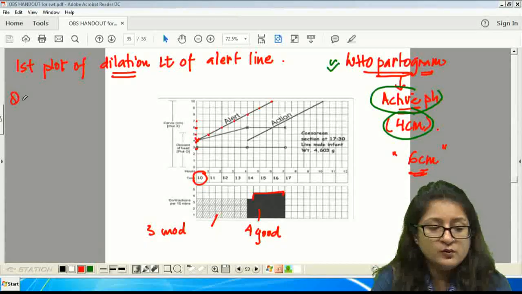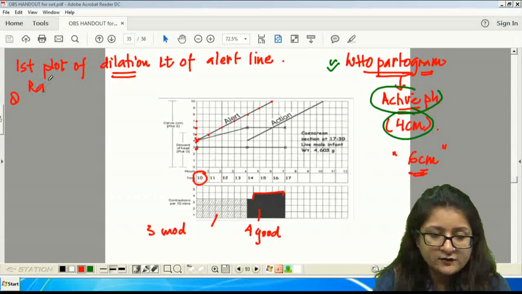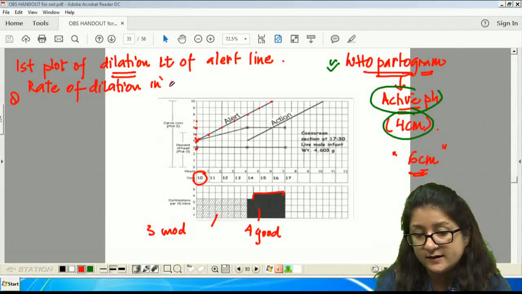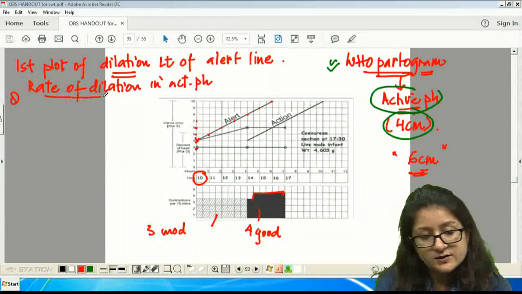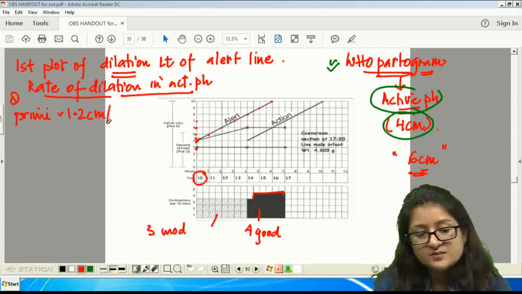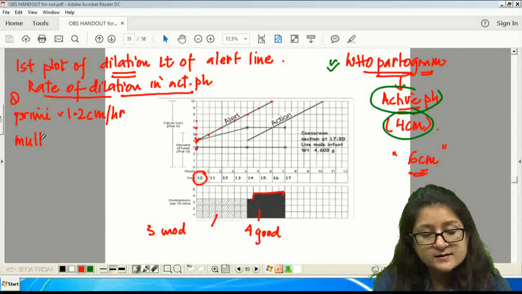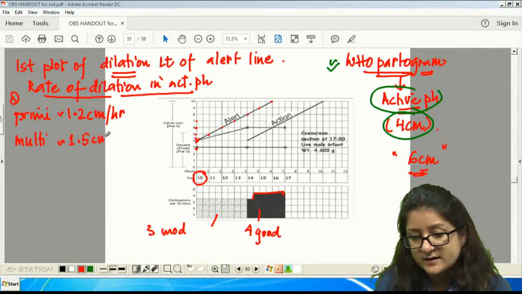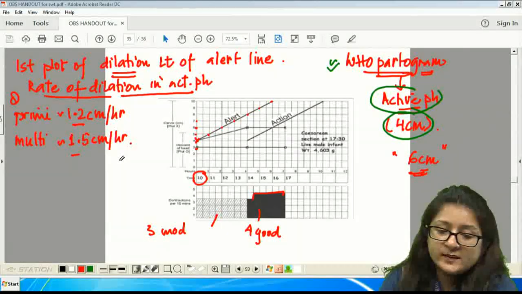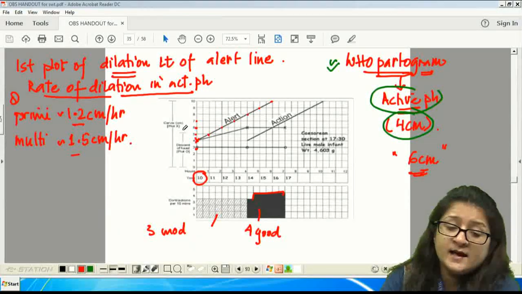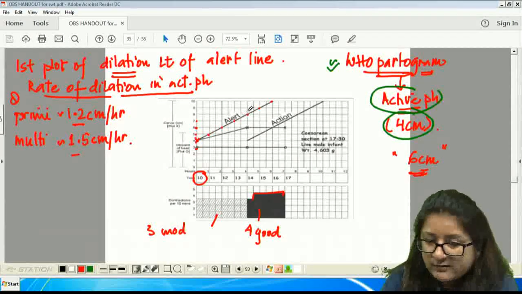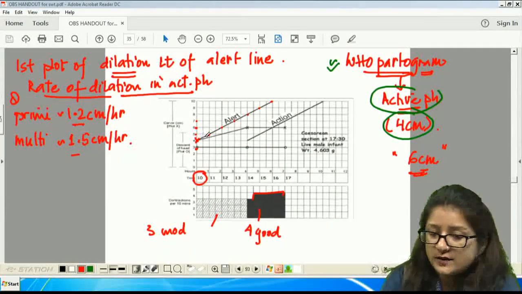But if they ask you what is the rate of dilatation, sometimes they've asked this question, what is the rate of dilatation in active phase? So in primigravidas, it is around 1.2 centimeters per hour, and in multigravidas, this rate of dilatation is about 1.5 centimeters per hour, right. Now if these rates of dilatation are to be maintained, we will simply establish that the graph should always be to the left of the alert line, or at least following the alert line, right. The slope of the graph should at least be that.